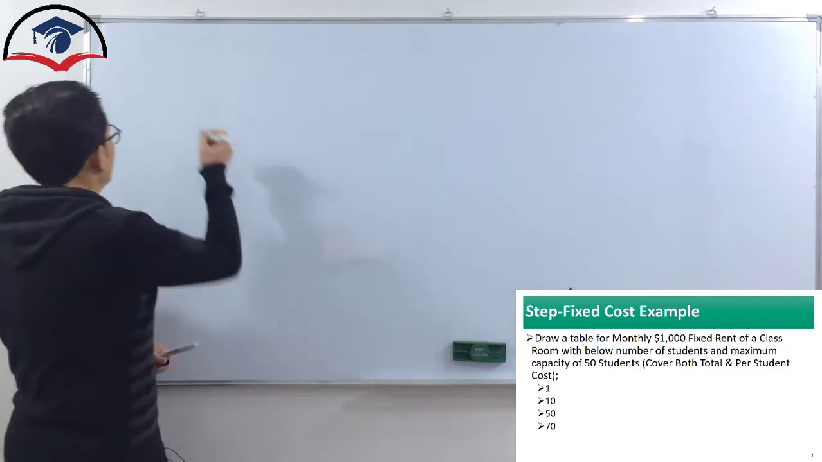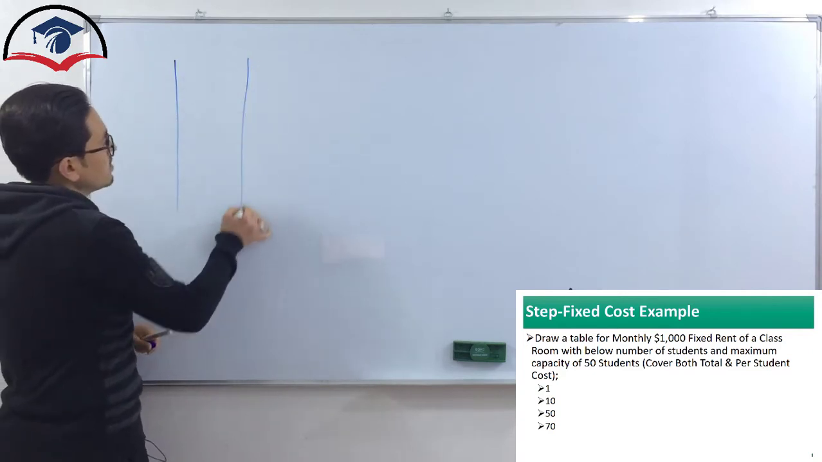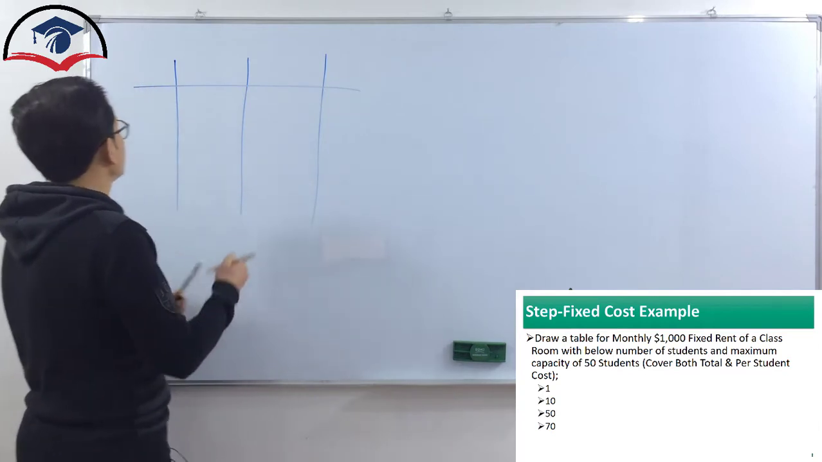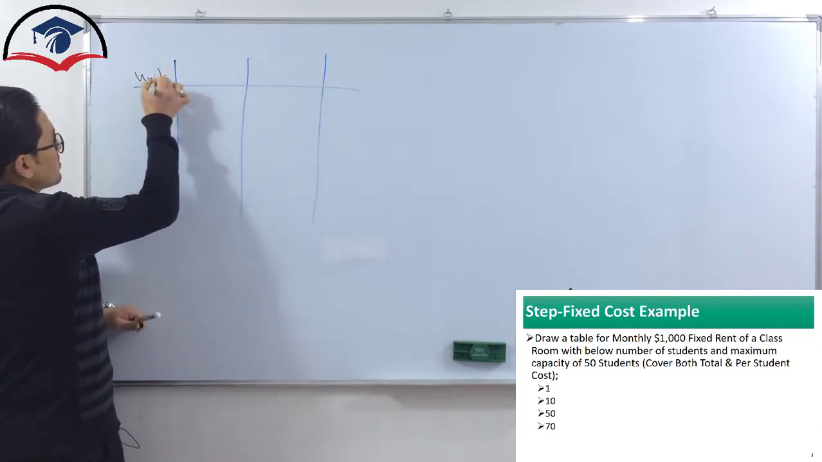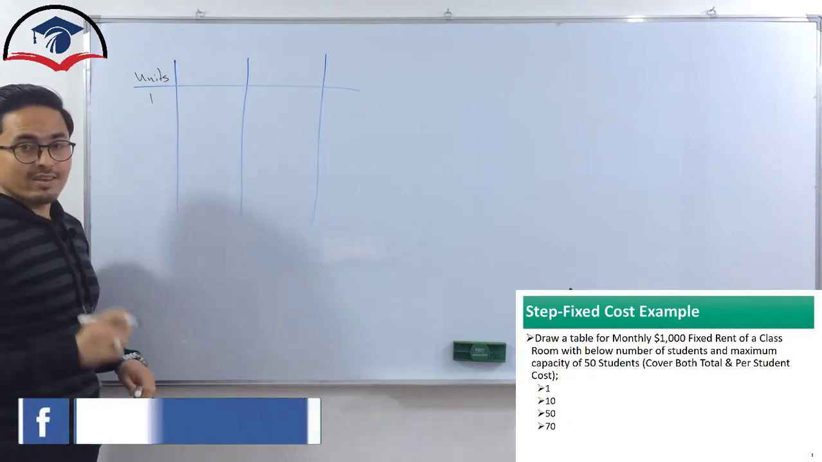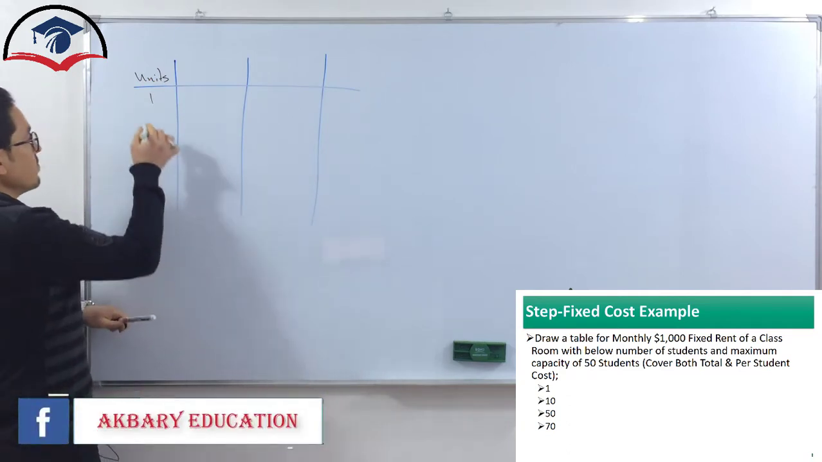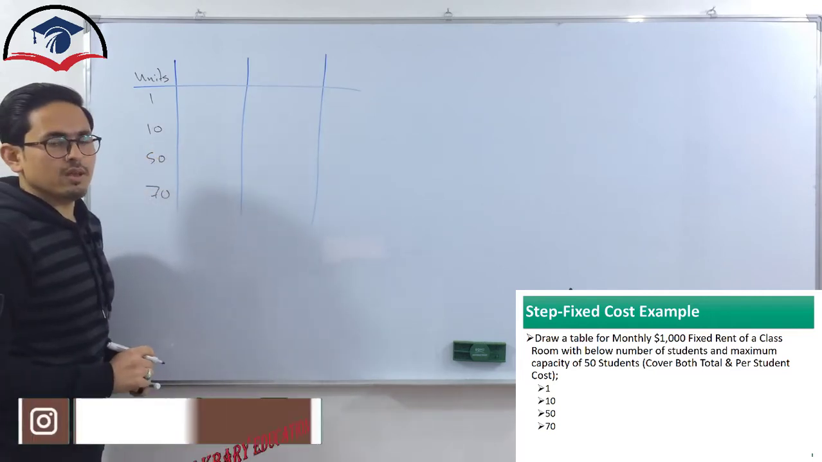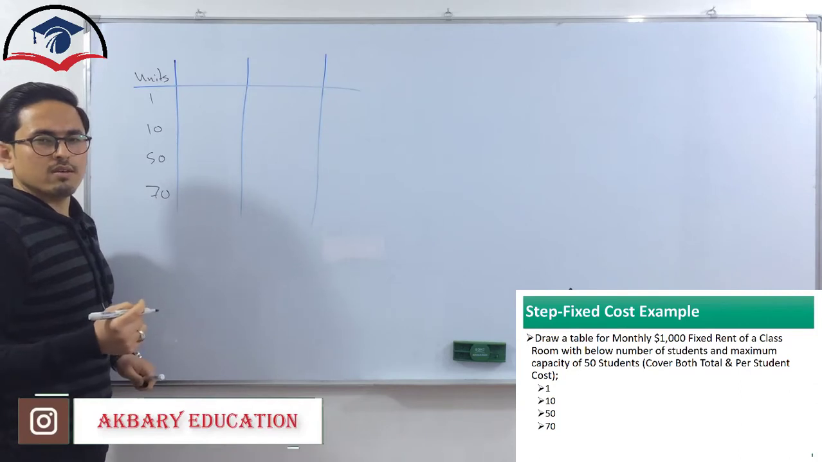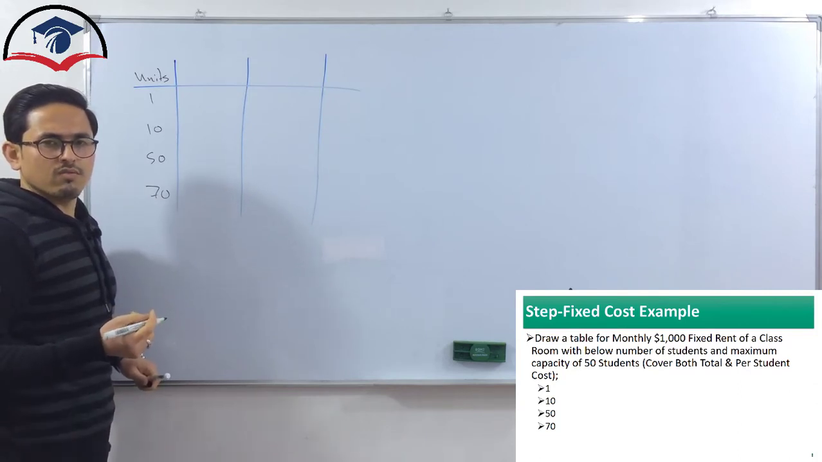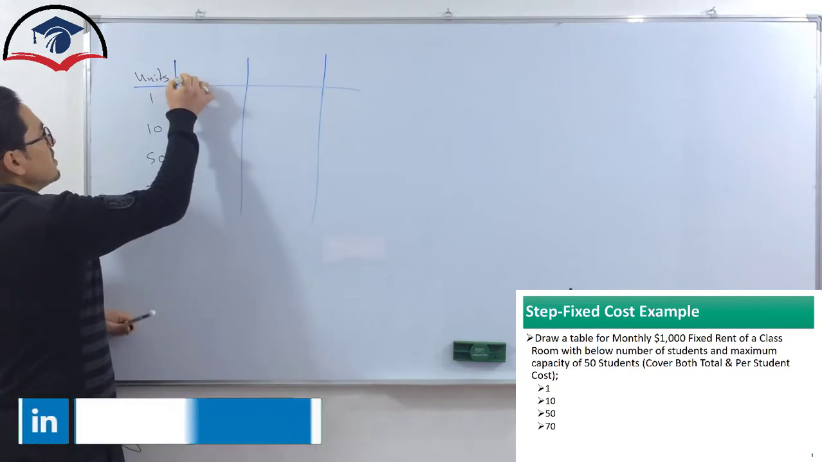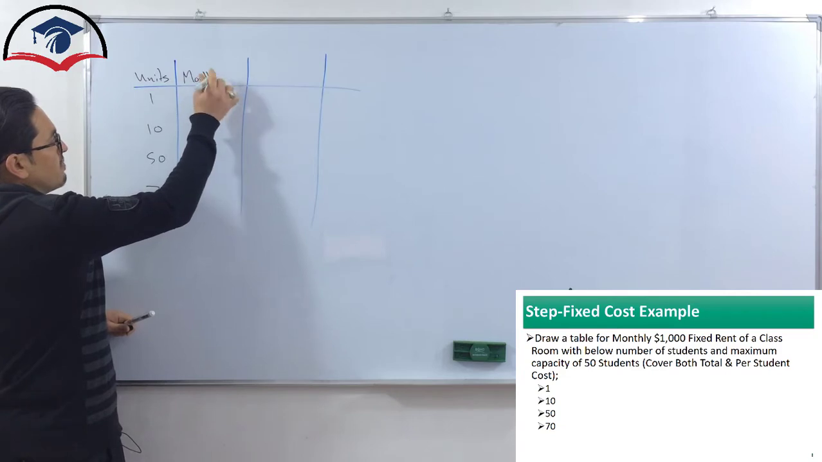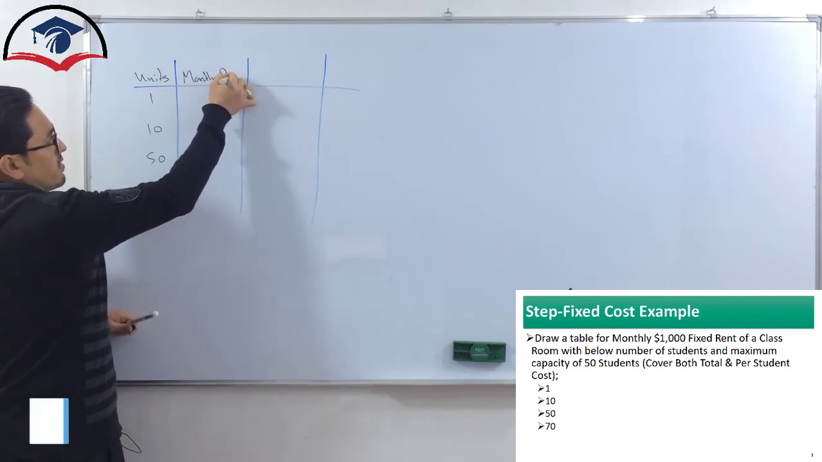Let's go ahead. As always, this is our table, and for the units, the number of students, we have 1, 10, 50 and 70 students available. So what is the monthly rent for these? The monthly rent, how do you spell monthly rent?